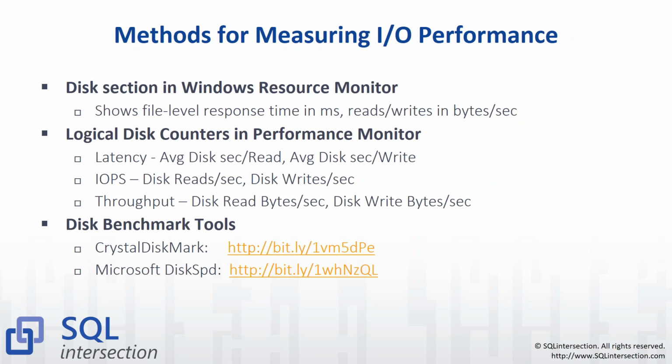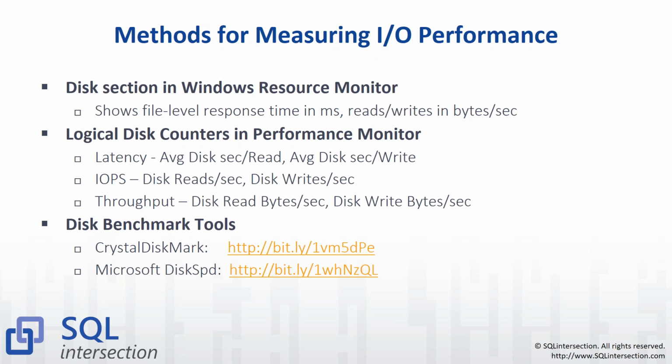All right, so some of the methods for measuring I/O performance. The first thing that I like to look at in real time is the disk section of Windows Resource Monitor, and that shows you the file level response time in milliseconds, and also shows you the reads and writes in bytes per second, so that's your sequential throughput. And you can sit there and watch that when you're doing something like running a database backup or building an index to watch what happens over time to the different files in your database. That's really kind of interesting to watch, to understand how your I/O subsystem is performing.